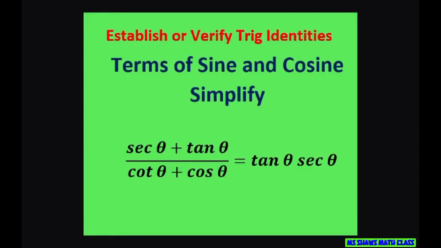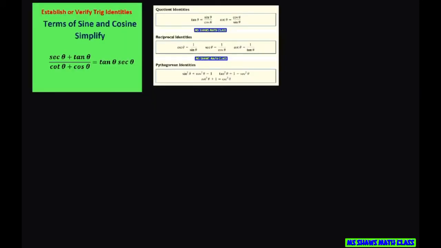Hey everyone, we're going to verify this trig identity by writing everything in terms of sine and cosine, especially the left-hand side here. And then we're going to make it look like this. Always keep your eye on what we want to look for. So let's go ahead and get started.